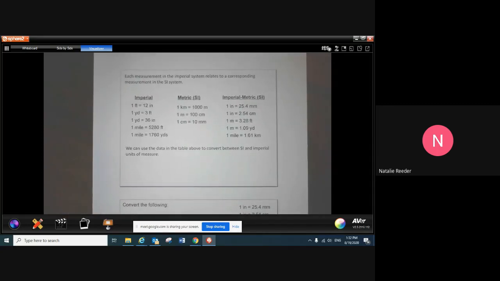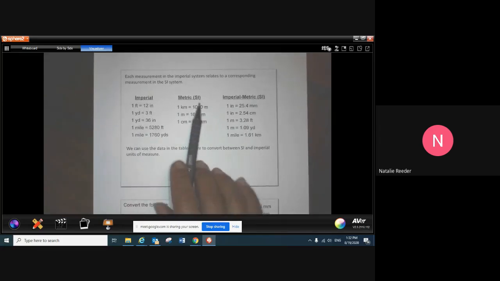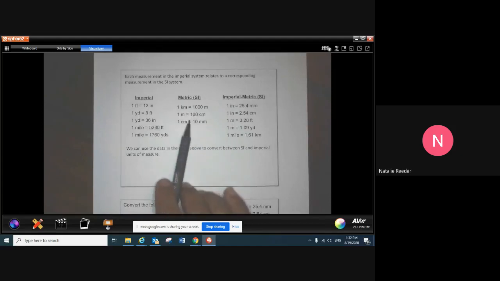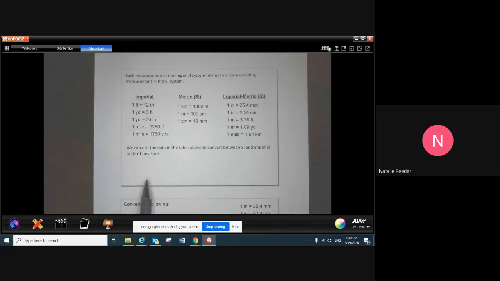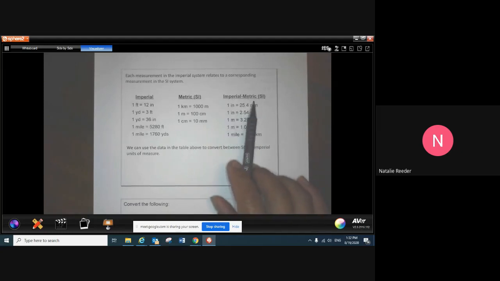So this just kind of reviews what we've learned so far. We converted within the imperial system, and these were the conversion factors that we had used. We also converted within the SI system, and these were some of the conversion factors that we used. Well, now we are converting from imperial to metric or metric to imperial, and so now these are the ones that we're going to be looking at.